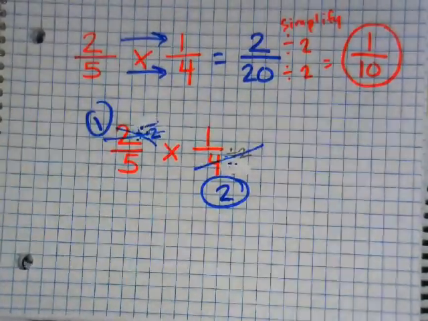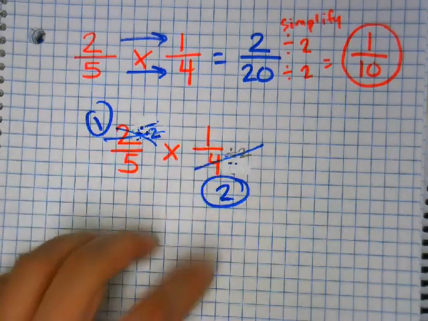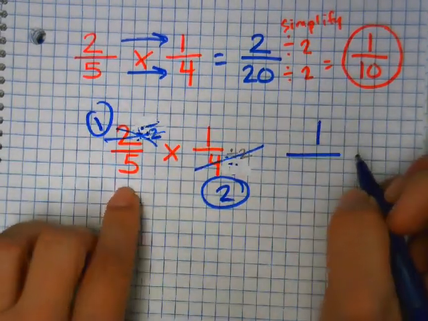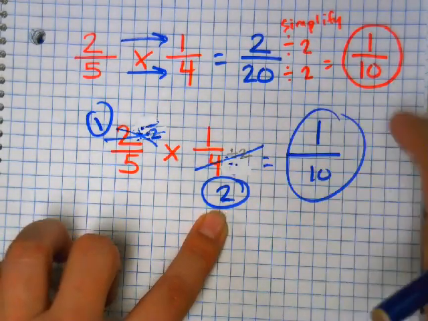So you're simplifying the corners. Now we're going to multiply straight across. What's 1 times 1? 1. What's 5 times 2? Isn't that what we got up here?